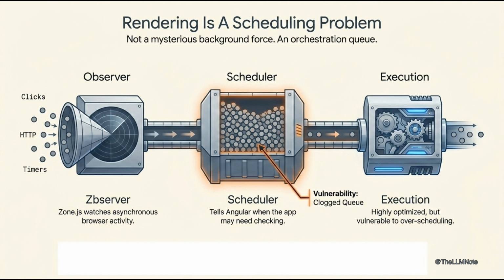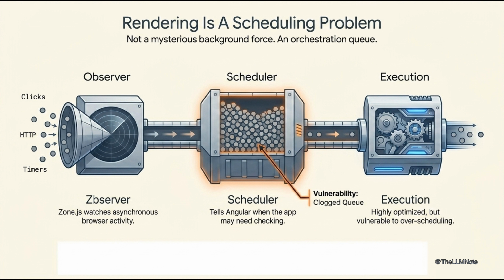Let's talk about rendering as a scheduling problem. Rendering is a scheduling problem, not a mysterious background force. Next, Zone.js observes asynchronous browser activity and informs Angular. Importantly, Angular's change detection is highly optimized. Thus, it can still slow applications when it runs too often. More specifically, strong candidates control the blast radius. Notably, they do not blame the cycle itself.